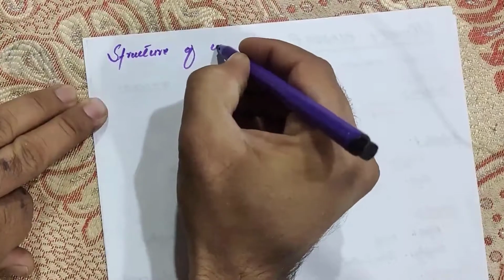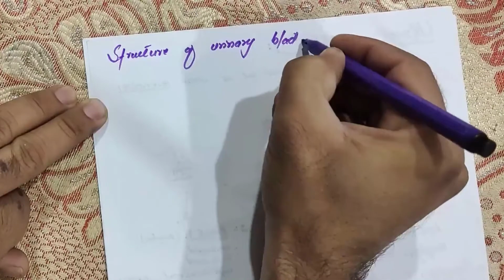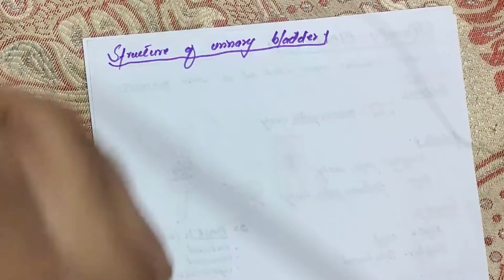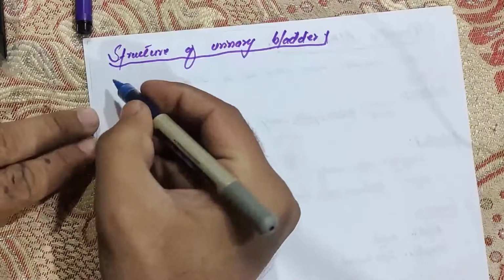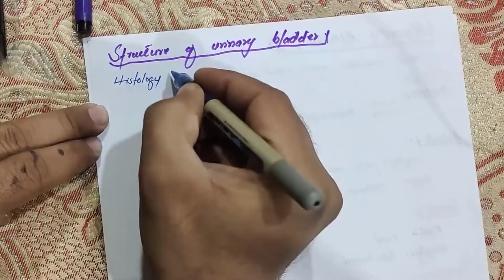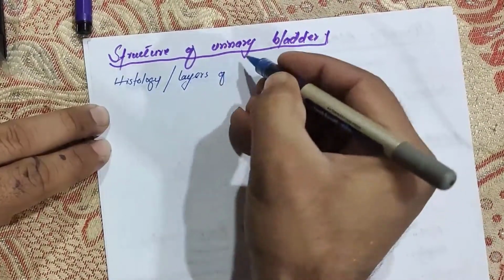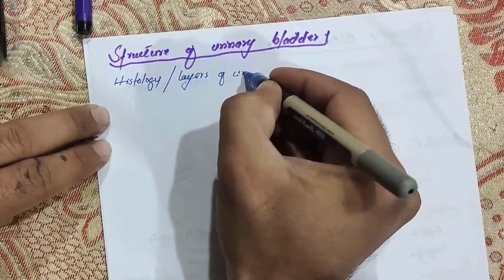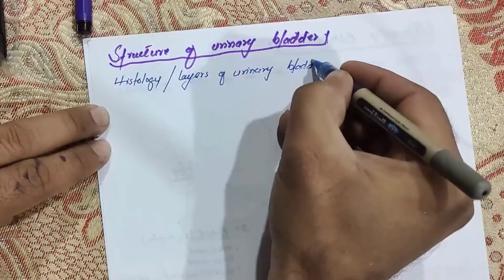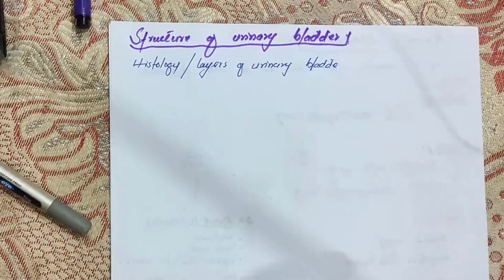Structure of urinary bladder. Clear? Or we can also call this the histology of the urinary bladder, or we can call it the layers of the urinary bladder. Right friends, now I will write first of all the layers, then we will discuss them all in the diagram and in their composition.